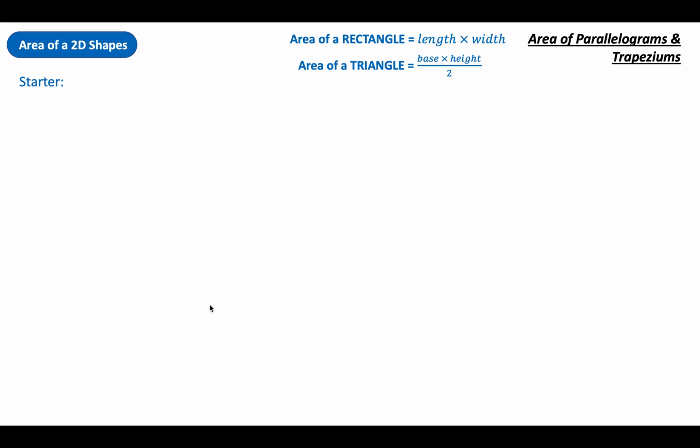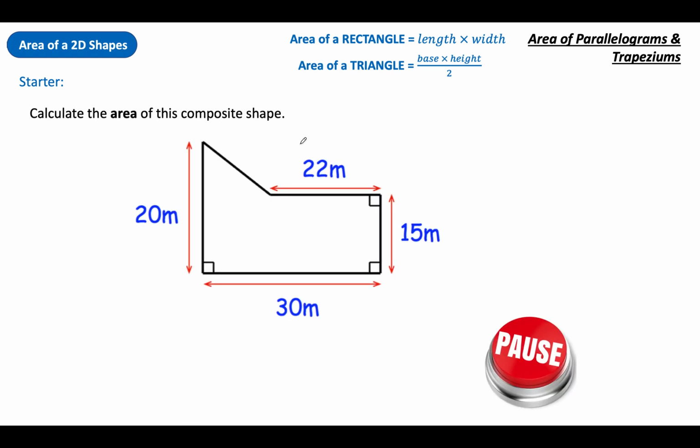So, areas of parallelograms and trapeziums. Okay, let's have a look. Well, first of all, let's start with the starter. Calculate the area of this composite shape. Pause the video, work out the area, and then off you go. You might want to break it into smaller shapes, okay? Just like we did before. So, unpause the video when you're done.